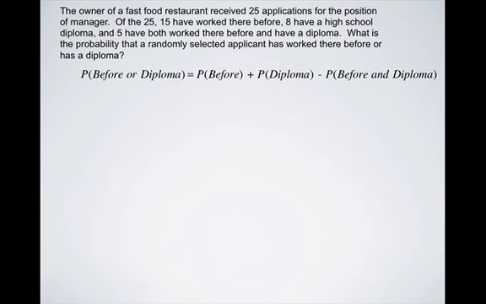So the probability that they worked there before or have a diploma is equal to the probability of having worked there before plus the probability of having a diploma minus the probability that they have worked there before and have a diploma. So 15 of the 25 have worked there before, plus 8 out of the 25 have a diploma, minus 5 of the 25 that have both worked there before and have a diploma. And so it comes out to be 18 over 25 that someone has worked there before or has a diploma.